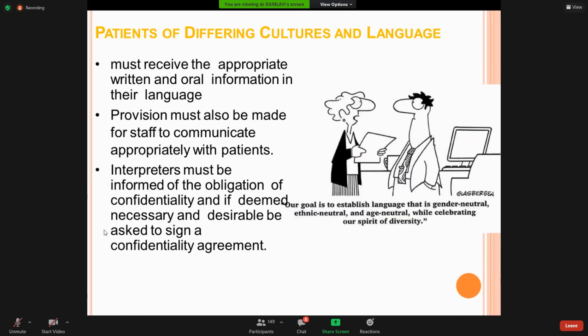Patient of different cultures and languages. In such cases, they must receive the appropriate written and oral information in their language. We have all the forms mostly in English most of the time, and we don't have illiterate people here, all kinds of people come. So you just tell them, this is what I told you, this is written, sign it. That comes under your blanket consent, okay?